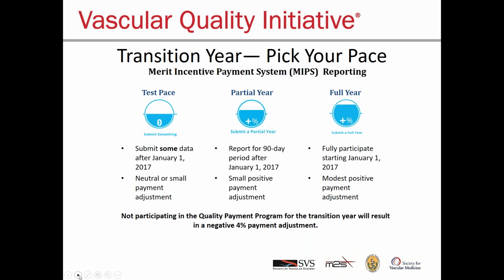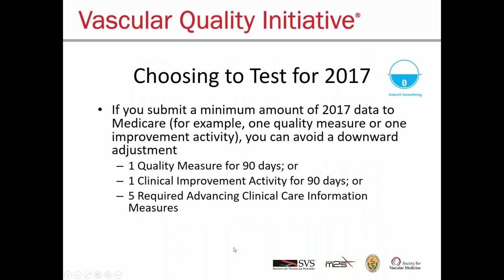So let's talk a little bit more about test pace, because we really want to make sure no SVS member gets the 4% penalty. So it's one quality measure, or one clinical improvement activity, or you have been doing meaningful use of electronic health record, your system is able to do the 5 required measures under that program. So notice it says or, right? So not all, but or. So one of these things to avoid the penalty of 4% in 2019, right? So we really hope everybody can do that. We're going to show you in a minute how to pick a quality measure, clinical improvement activity, etc.